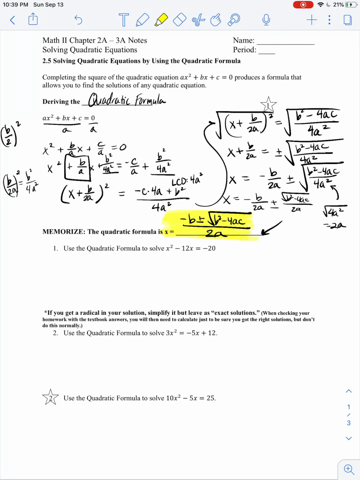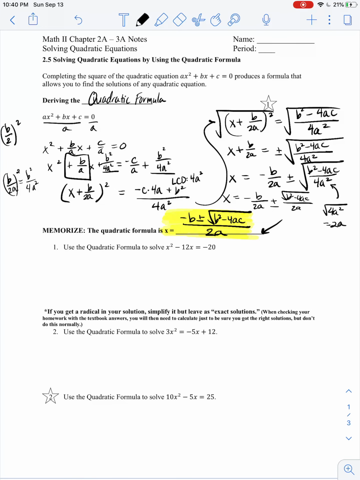So again, this is the quadratic formula, and this process that we went through shows where that actually comes from, and you can use this formula to solve for x, to solve for what values make the equation true. So we're going to go ahead and try that out on the first problem. It says use the quadratic formula to solve x squared minus 12x equals negative 20. And notice that a, b, and c were these coefficients.